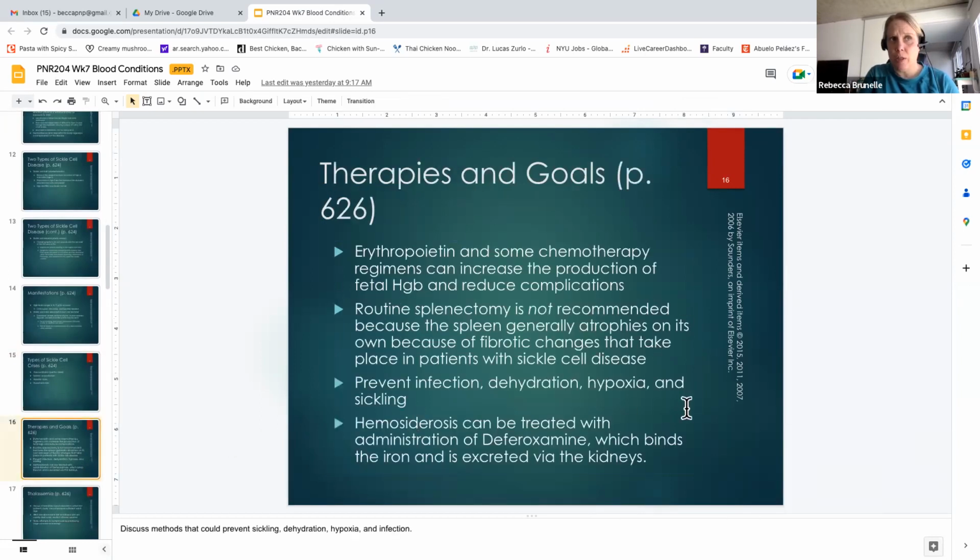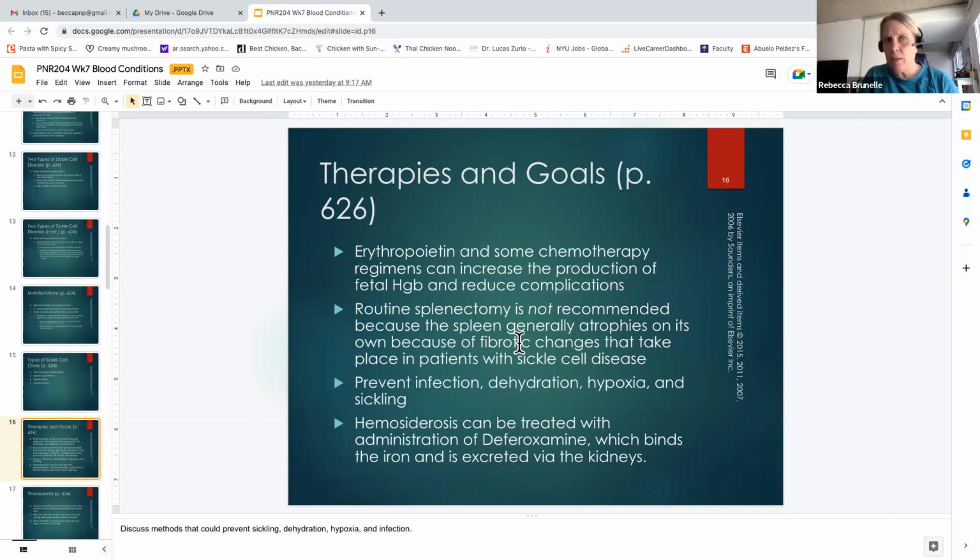So you guys were right on in terms of the nursing interventions: starting the IV, getting them IV fluid, pain medication, oxygen. This is that hormone that we talked about earlier, the erythropoietin. It helps produce more blood cells. It triggers the bone marrow to produce more.